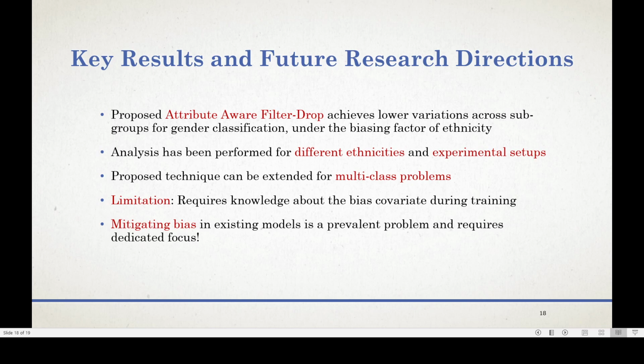As demonstrated, this research achieves lower variations across subgroups for gender classification under the bias covariate of ethnicity. The proposed technique can also be formulated for multi-class problems in the future and can be extended to learn bias invariant features without using the bias covariate label. Further, bias mitigation is an important challenge which needs dedicated attention of the research community as it has several fairness implications associated with it when automated systems are deployed in sensitive scenarios.